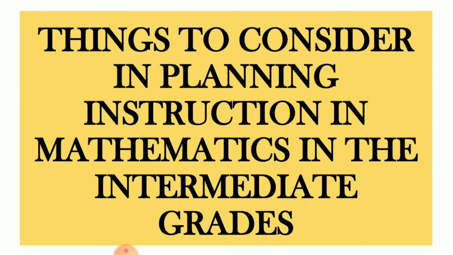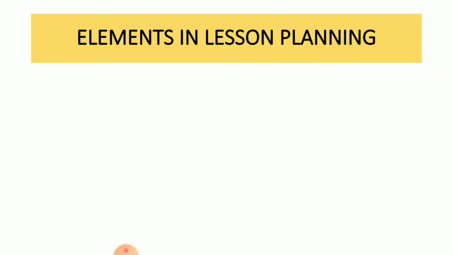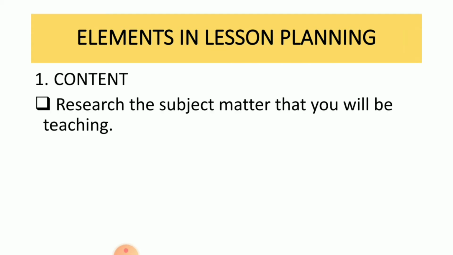This lesson enumerates the things to consider in planning instruction for mathematics in the intermediate grades. There are 5 important elements in lesson planning that you need to consider. One is the content. Research the subject matter that you will be teaching. So you should consult the curriculum and teaching guides published by the Department of Education. Aside from books, you can also visit websites that will give you information relevant to your subject area.